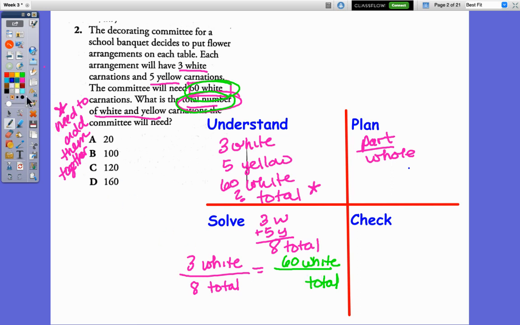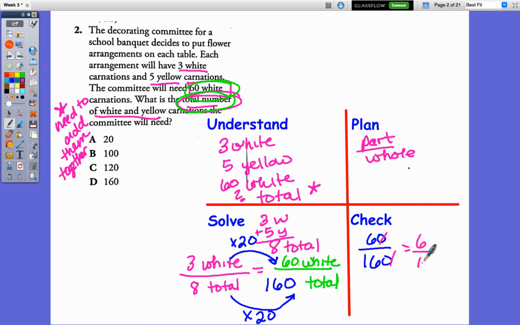So once again, you can either do bat and ball, multiply across, then divide, or I notice right here, I can multiply this by 20. Whatever I do to the top, I also do to the bottom, and I get 160 total. And you could check this because this is simplified. I could come in here and simplify this to 6/16 and divide that by 2, and I get 3/8. And look at that. They match. We are good.